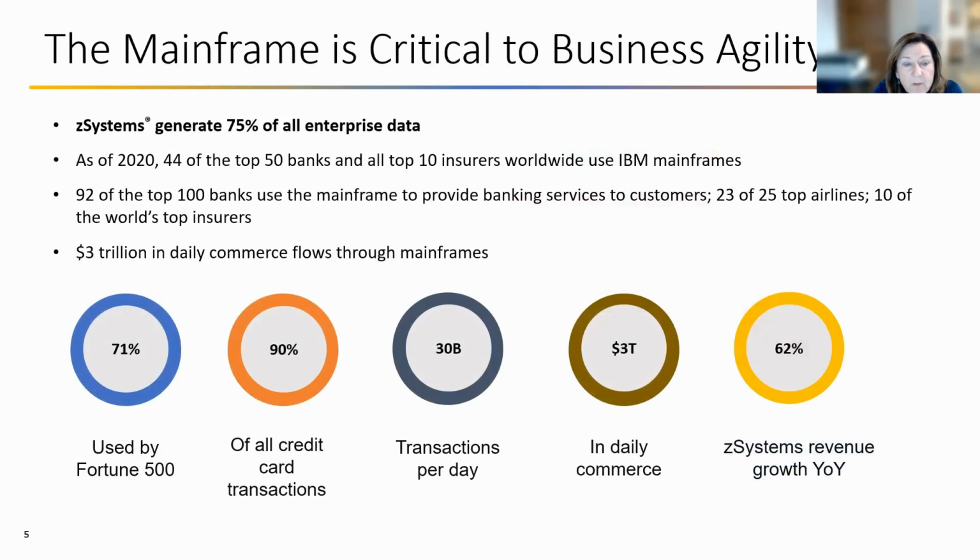One of the key things I'll point out here is the criticality and the size, scope, and magnitude of how mainframe data affects consumer commerce. Look at some of these key items: 30 billion transactions per day, $3 trillion worth of daily commerce. And credit cards, the ubiquitous thing that we all use, 90% of all credit card transactions come from mainframe data. So very, very important.